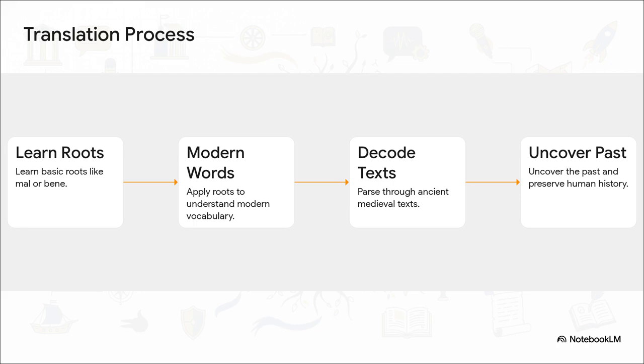But Step 3 is where the magic really happens. Those exact same decoding skills allow translators to parse through ancient Latin texts, which leads directly to Step 4, uncovering the past. It's wild to think about, but the linguistic skills you use to ace a GRE vocabulary test are fundamentally the exact same tools used to translate 13th century manor records and preserve human history.